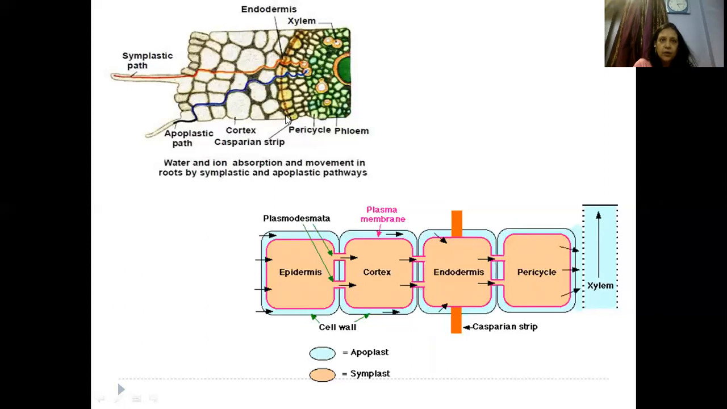Okay, now what do you find? The water and ion absorption and movement here in the roots is being shown by the symplastic and the apoplastic pathway. So here you need to understand that the water is absorbed by the root hair cell either through imbibition, diffusion or osmosis. Okay, sequentially. So in imbibition, initially it is just absorbed, and then it will climb to a certain level, but then it is passing through a membrane, so it passes through osmosis.